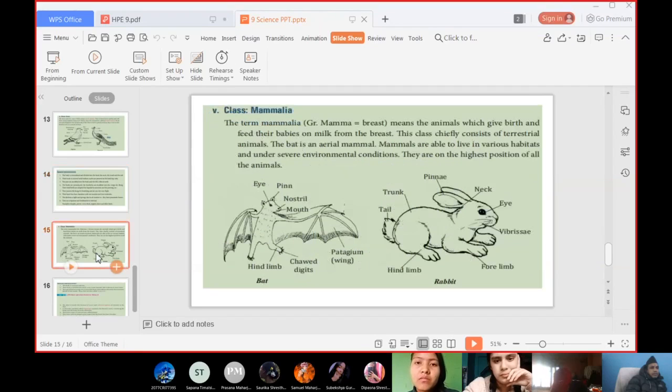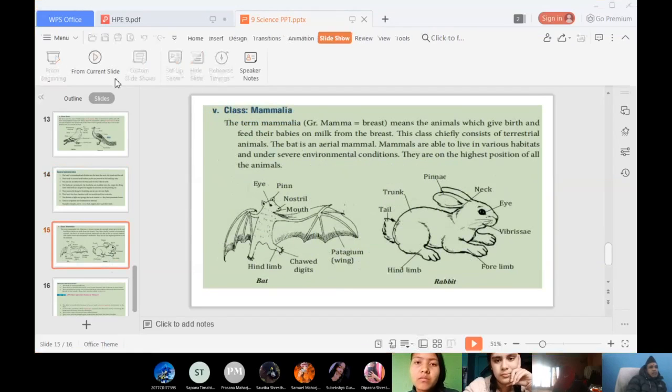Now, students, the last one is class Mammalia. Did you see Mammalia? Which animals are shown over here? Bat and rabbit. Bat and rabbit are mammalia because they possess mammary glands. Mamma means breast. All the mammals possess breasts.